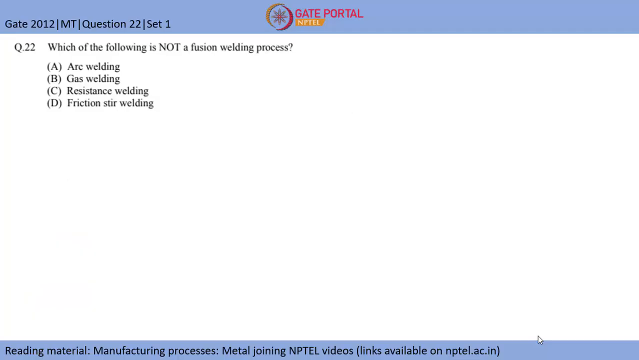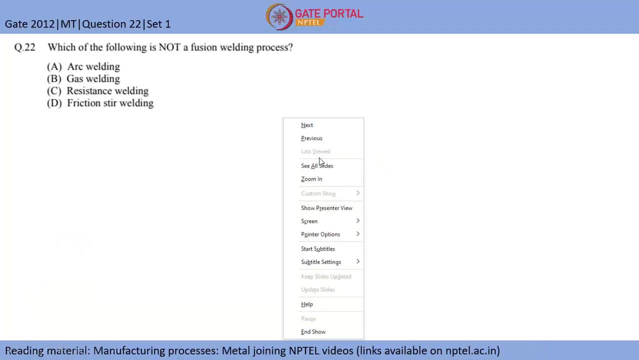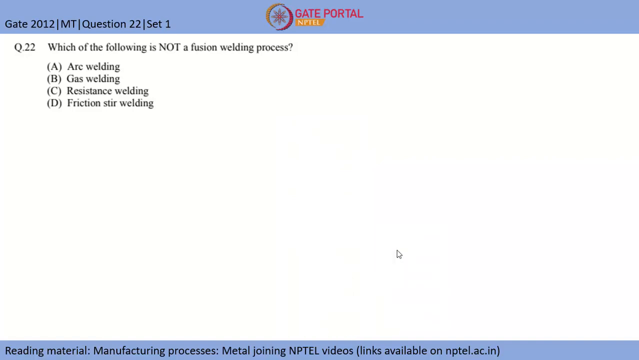Okay, so we will go through the solution of this. This is question number 22, GATE Metallurgical Engineering 2012 question paper. Which of the following is not a fusion welding process? Option A is arc welding, option B is gas welding, option C is resistance welding, and option D is friction stir welding. So firstly, what is fusion welding?